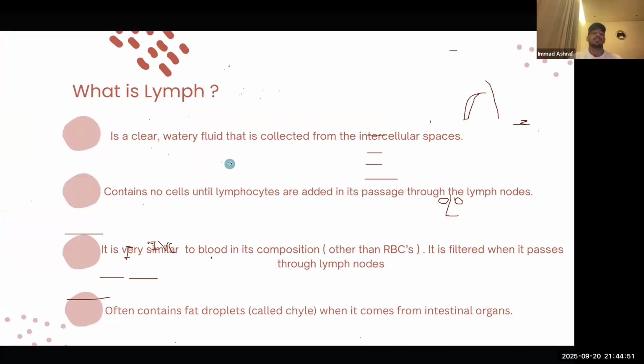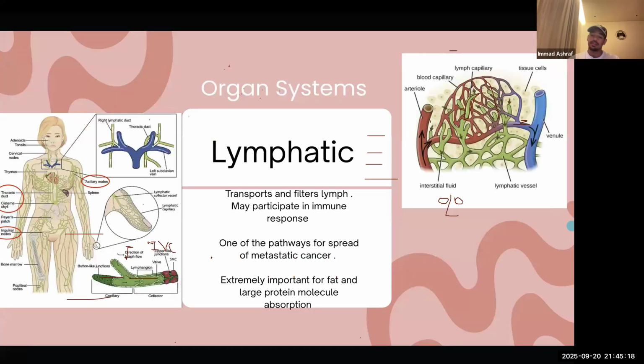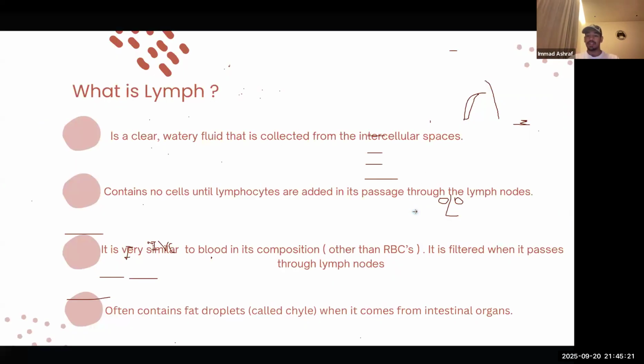So what is lymph? Lymph is a clear watery fluid that's collected from intercellular spaces. When you have excess interstitial fluid or extracellular fluid, that goes into the lymphatic capillaries, and that becomes lymph. Lymph has no cells until lymphocytes are added to it when it goes to the lymph nodes. So when you have lymph in the capillaries or in the vessels, there are no cells. But when it goes to the lymph nodes, it has lymphocytes, which are immune cells.